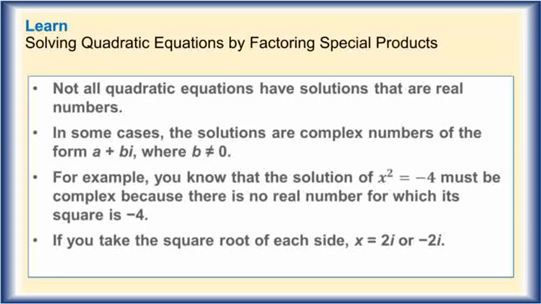Not all quadratic equations have solutions that are real numbers. So in some cases, the solutions are complex numbers of the form a plus bi, where b cannot equal 0. For example, you know that the solution of x squared equals negative 4 must be complex because there is no real number for which its square is negative 4. If you take the square root of each side, you get x equaling positive and negative 2i.